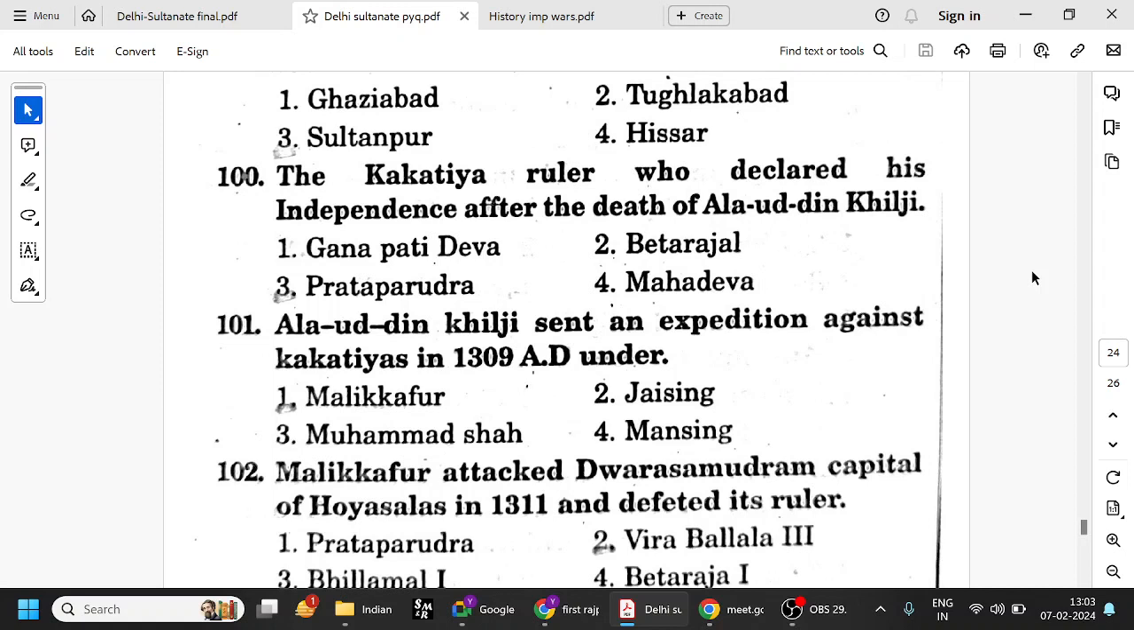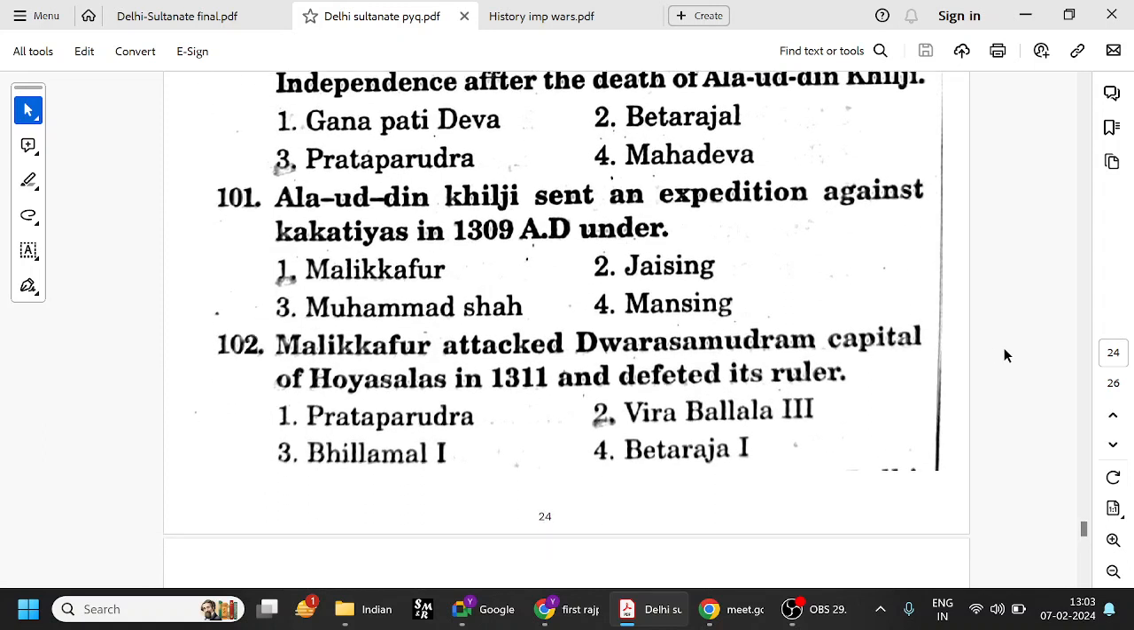So, the Kakatiya ruler who declared his independence after the death of Alauddin Khilji. Initially he was defeated by Malik Kafur. After Alauddin Khilji's death, Pratap Rudra. Okay, Ganapati Deva is famous for that Motupalli inscription. Okay, remember all these things. Very important, Kakatiyas.